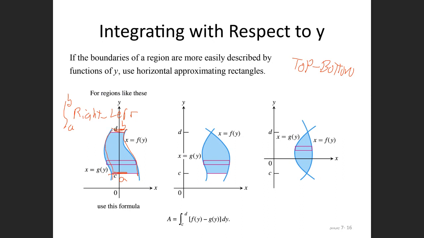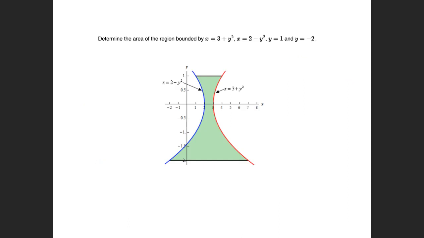So it's very similar, okay, except now our integral is going to go from how low the area is to how high it is. That's your a and your b value on your integral. And then you're going to go right function minus left function. That's it. That's the only difference. So let's try an example.